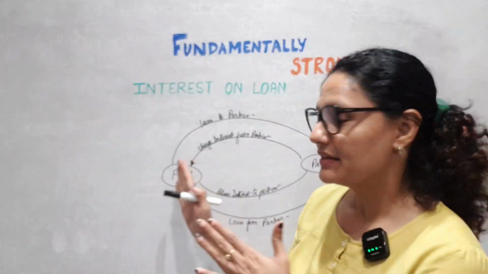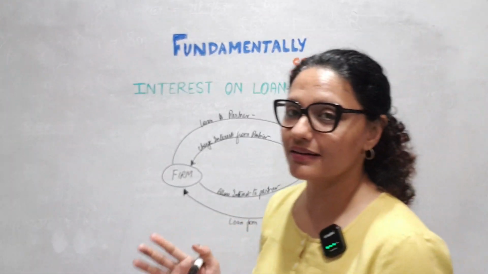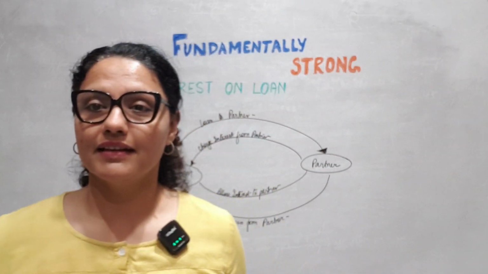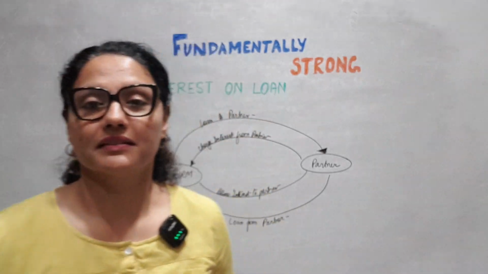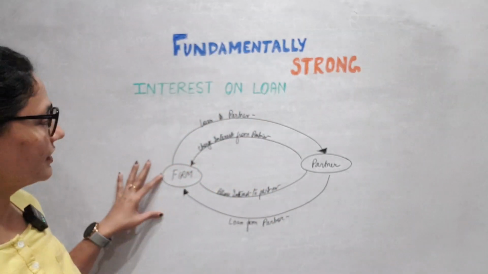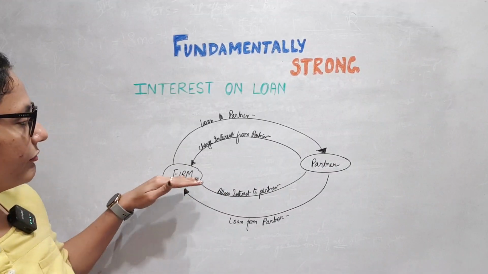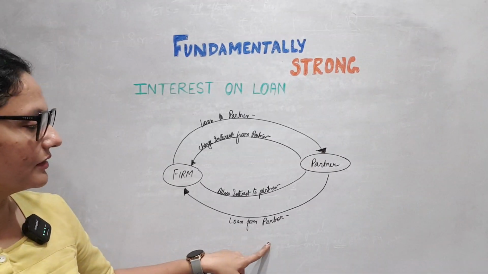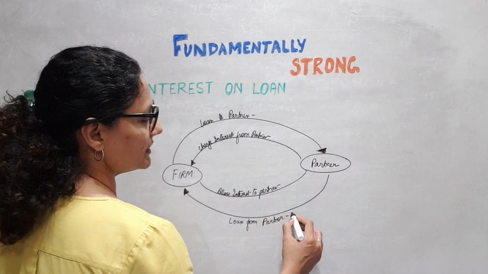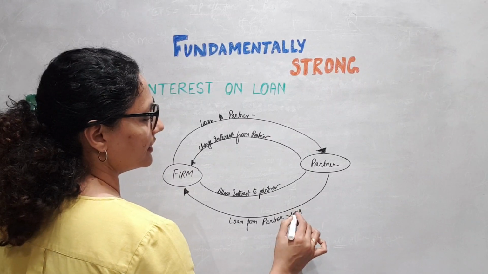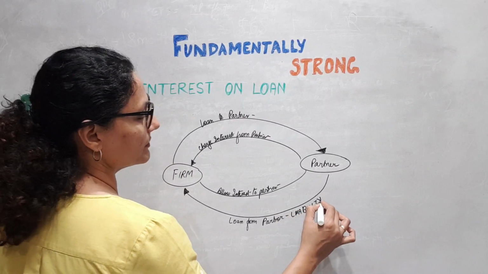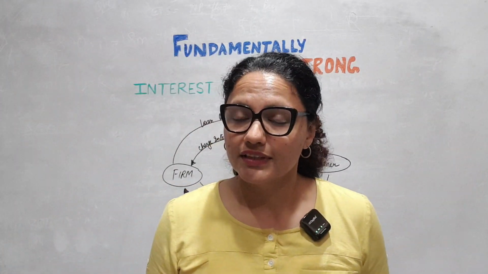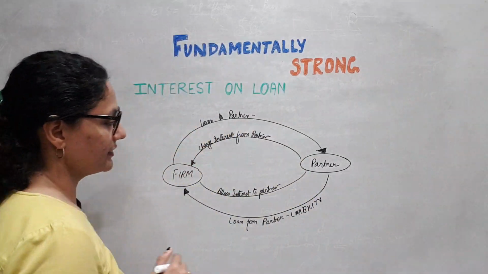Here we have two entities, firm and partner. And remember, in the books of the firm, we are making this entry. So, firm and the partner. One is the firm is taking a loan from the partner. Loan from partner. This is a liability to the firm because it has to repay the amount of loan to the partner. Also, it will pay interest on that. We'll come to it later.